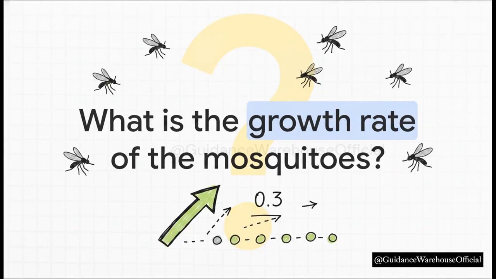Now notice something fascinating here. The growth rate is exactly 0.3 times the original population size. That constant ratio right there, that is the defining hallmark of exponential growth in nature.